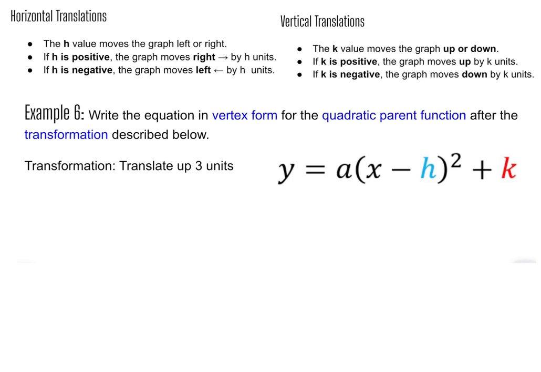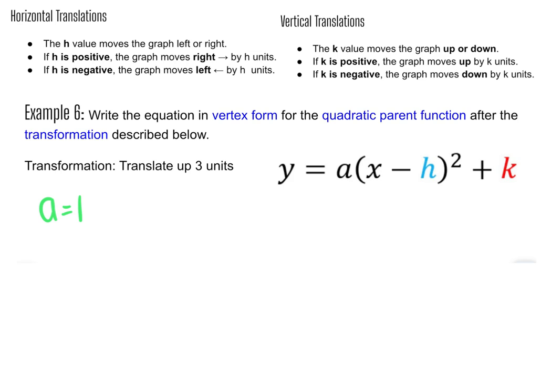So in this example, we want to write the equation in vertex form again. The difference is I don't have the picture given to me. It is telling me exactly what happened. So in this transformation, my image translated up 3 units. So I need to again identify my a, h, and k. As I mentioned, a is always going to be 1 for the purposes of this video. And we want to translate up 3 units. So I need to identify what letter that means.